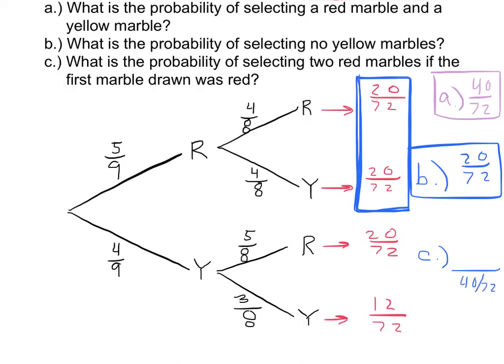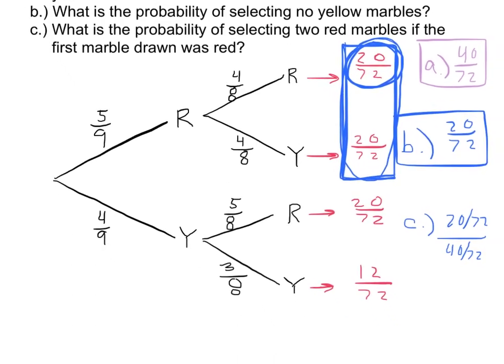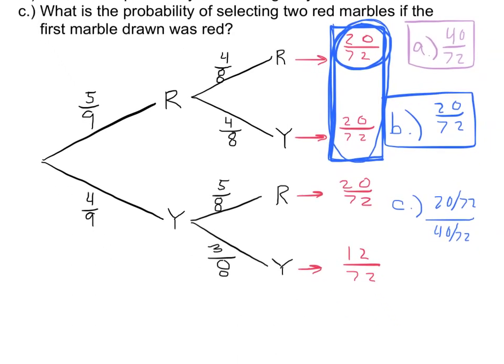Now it says, what's the probability of selecting 2 red marbles? Well, within this sample space, the 2 red marbles is here. That's 20 out of 72. So we can reduce that to 20 out of 40, which is 1 out of 2. Okay, and that's the end of this one.